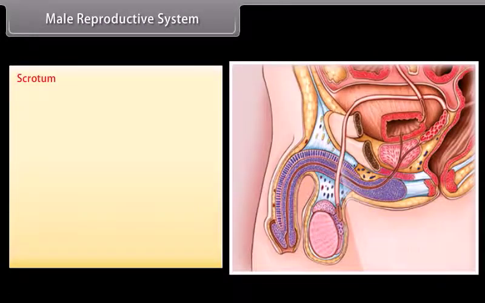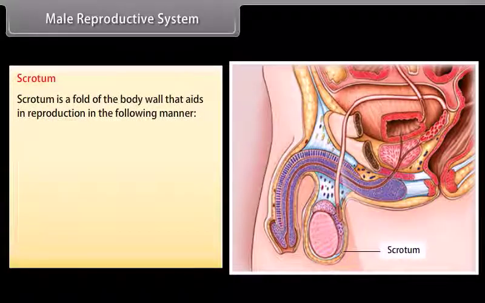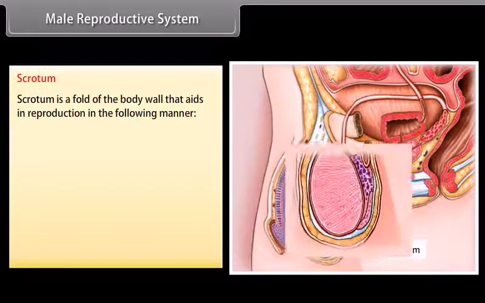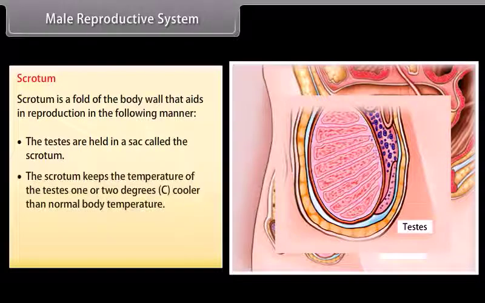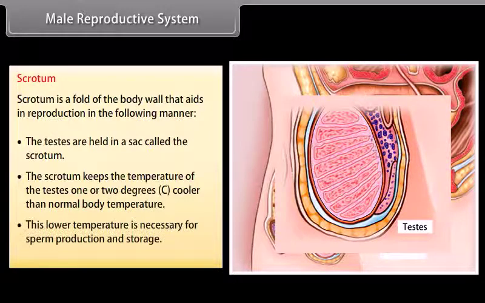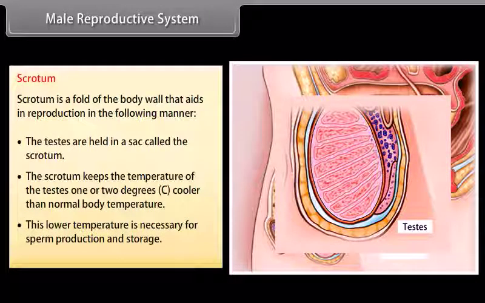Scrotum. The scrotum is a fold of the body wall that aids in reproduction in the following manner. The testes are held in a sac called the scrotum. The scrotum keeps the temperature of the testes 1 or 2 degrees cooler than normal body temperature. This low temperature is necessary for sperm production and storage.